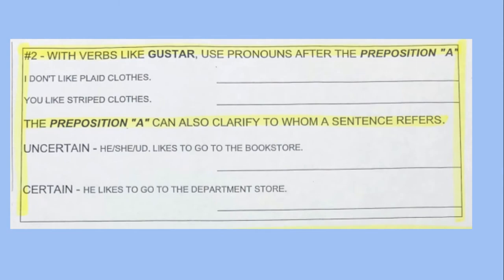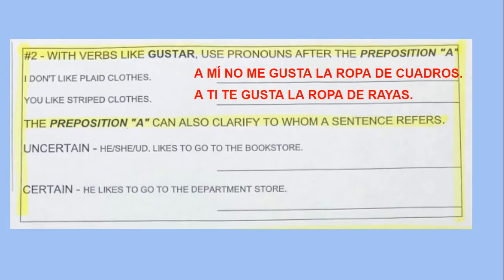Now we're on the back of this page. Verbs like gustar use pronouns after the preposition a. So like, I don't like plaid clothes. So we say a mí, no me gusta la ropa de cuadros. This is part of the verb gustar when we say a mí, a ti, a él. So we use the word a in front of those pronouns. You like striped clothes. A ti te gusta la ropa de rayas. So what we're talking about here in the grammar is this a mí and a ti.